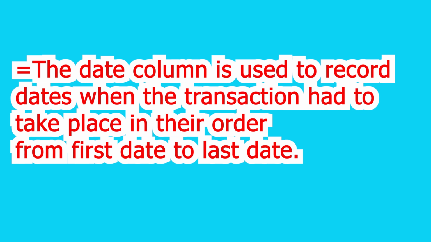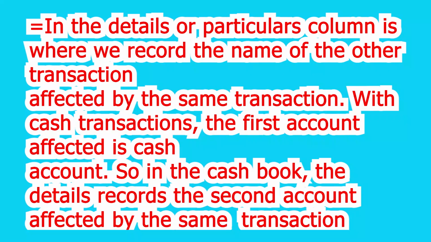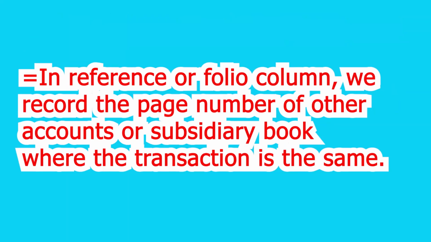Then in the details or particulars column is where we record the name of the other account affected by the same transaction. With a cash transaction, the first account affected is the cash account. So in the cash book, the details record the second account affected by the same transaction. Then we have the reference or folio column. Here we record the page number of the other accounts or subsidiary books where the transaction is the same.